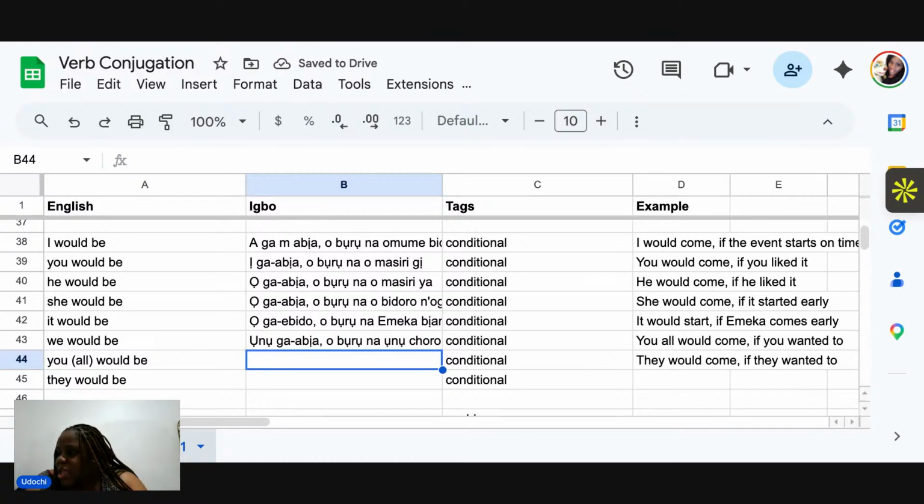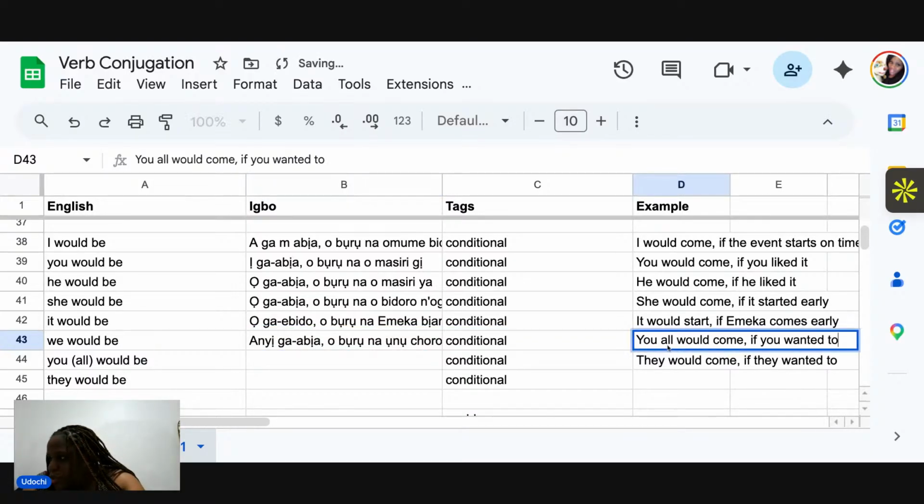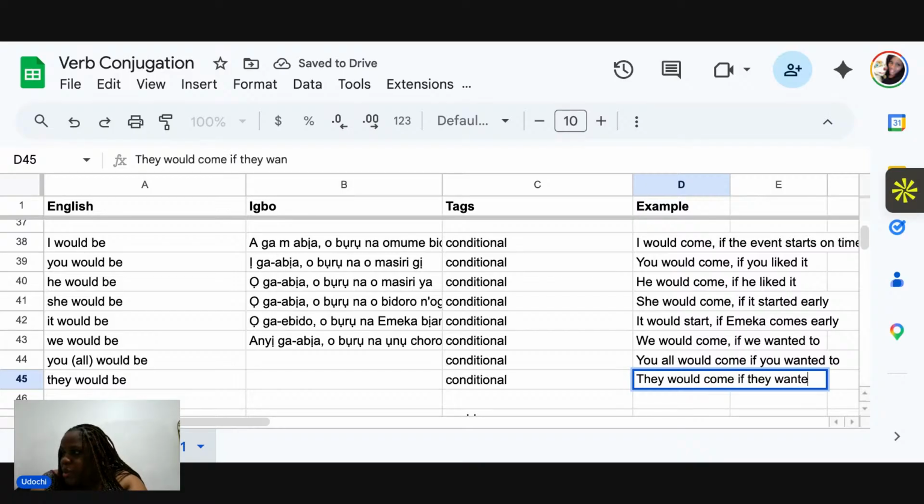Okay, they. Hold up, this is we. Sorry. It should be we. Anyị. I missed one. This should be we would come if we wanted to. And then you all would come if you wanted to. And then they would come if they wanted to.